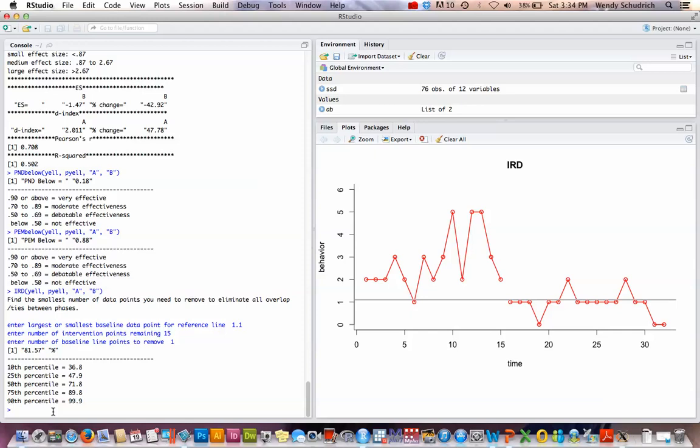There's also the PAND that's available in SSD4R, which is another form of overlap, and actually these were developed by Parker, and we use them as a reference. If you look in our help files, you could go to the seminal article.